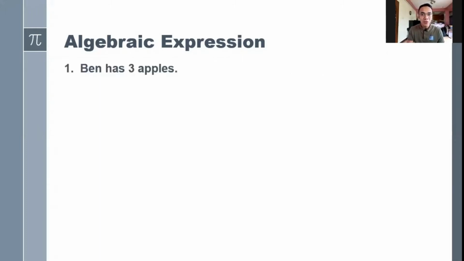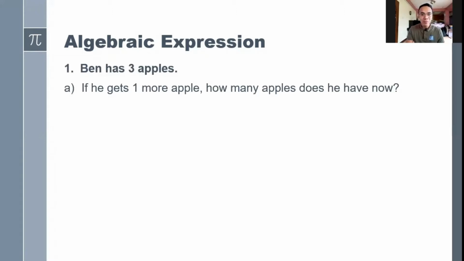Let's have example number 1. Ben has 3 apples. If he gets one more apple, how many apples does he have now? At the beginning, he had 3 apples. And if he gets one more apple, how many apples does Ben have now? So this is what you're going to do. We have here 3. This is the number of apples Ben had at first, and he gets one more. So he has now 4 apples. Very simple, right?